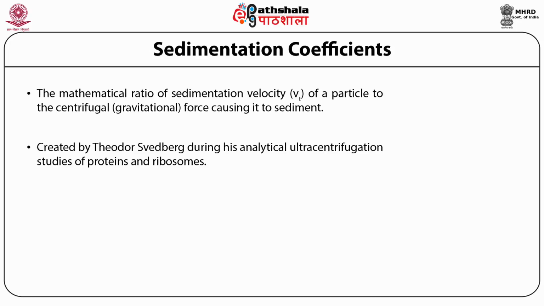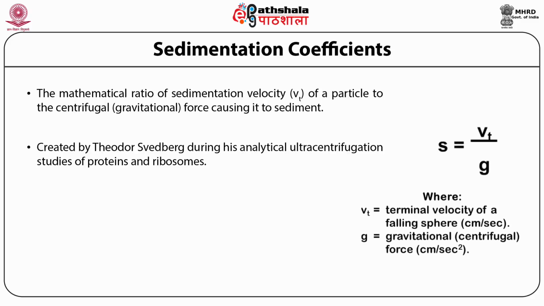The sedimentation coefficient value was given for the first time by Theodor Svedberg during his analytical ultracentrifugal studies of proteins and ribosomes. If you divide the terminal velocity by G, the gravitational field force, it gives you the Svedberg unit. The Svedberg unit is nowadays widely used as a defined property of a particular molecule, and it ranges from 10 to the power minus 13 to 10 to the power minus 11 second, and usually one Svedberg unit corresponds to 10 to the power minus 13 second.